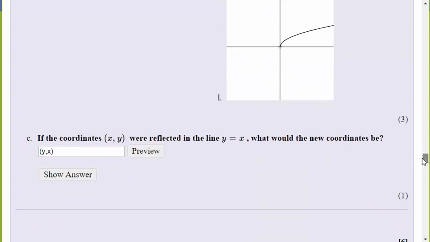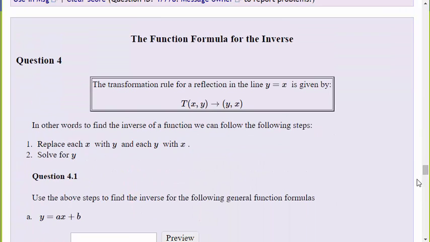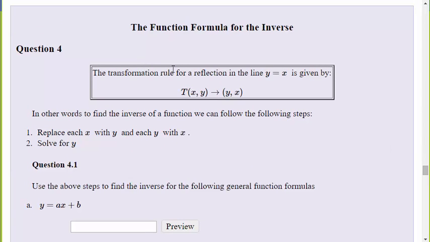And so the next question would just ask you what the new coordinates would be. So far we haven't seen how to find the inverse function. We've just been able to test whether two functions were inverses by pushing one function into the other, simplifying and seeing if I get x. Now here they tell us how we will get the other function. The transformation rule for a reflection in the line y is equal to x is given by this. In other words, if I reflect something in the line y is equal to x, this is exactly what will happen. Every coordinate will swap. Xs and ys will swap.